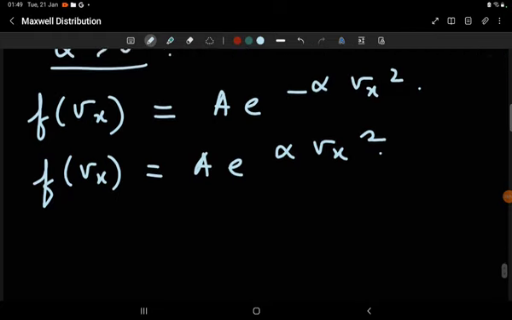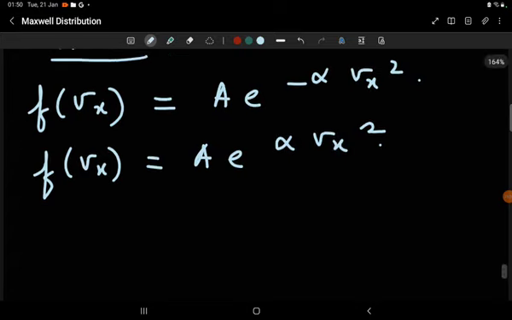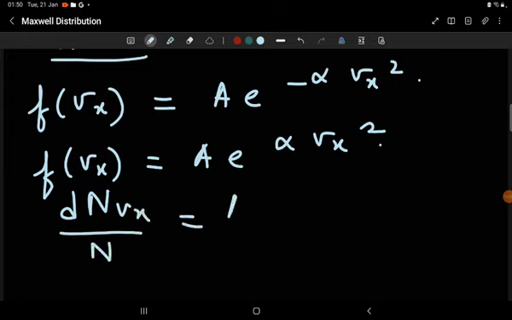Logically speaking, physically and logically there is only one possible solution to the equation. To decide, we should realize the physical significance of both these equations, and let's start from the second one, because it is not physically possible. We should write the equation of dn vx by n. This is our equation 1, and this is a e to the power alpha vx squared dvx.